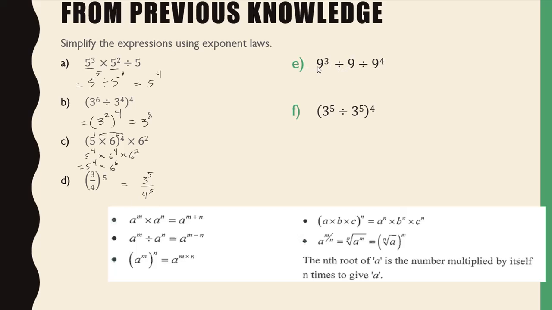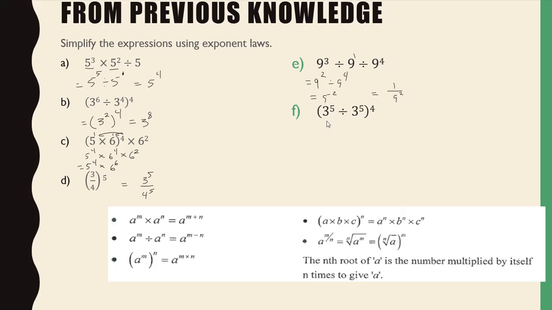For E, this looks very much the same as your other ones. Here we have a division, same base. Again, we have a 1 here. So 3 minus 1 is 2. What's a little different about this one, though, is now when we go 2 minus 4, I actually get negative 2. And we would normally ask you to reciprocate that, so it becomes 1 over 9 squared. We don't usually want negative exponents at the end.